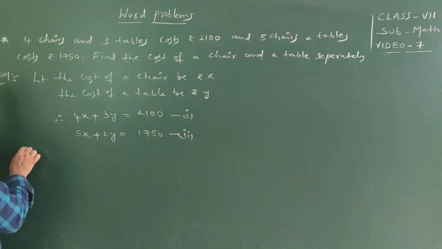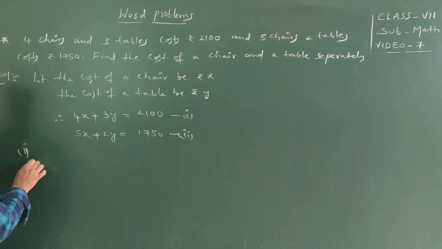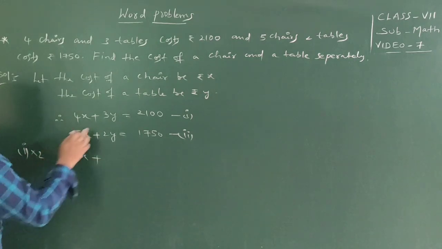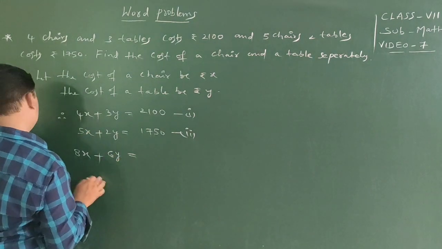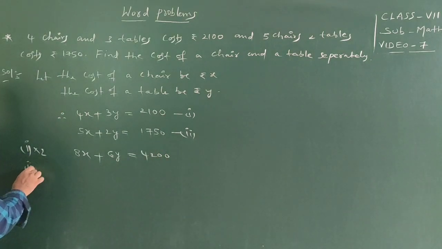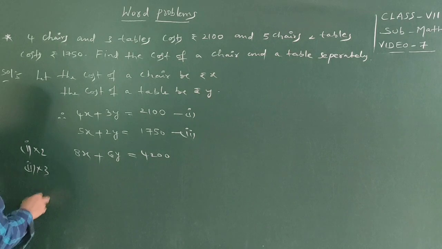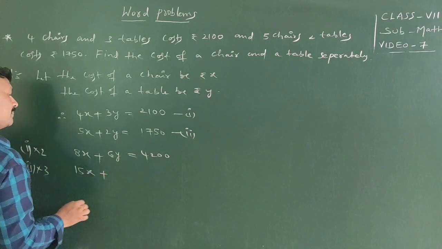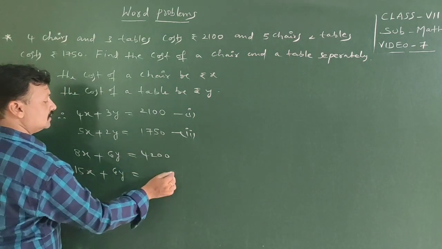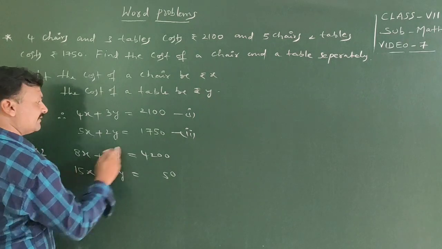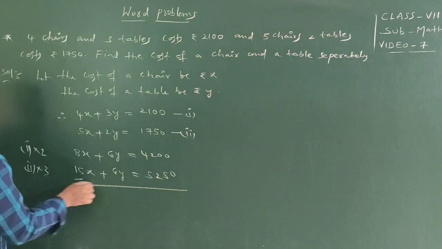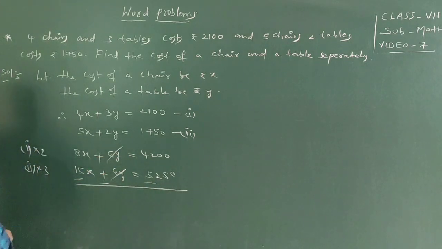Now the first equation we multiply with 2, then 4 twos are 8x, 2 threes are 6y, 2 into 2,100 is 4,200. Second equation multiply with 3, so 3 fives are 15x, 3 twos are 6y equal to 3 into 1,750, which is 5,250. Now subtract. Here 6y can cancel.